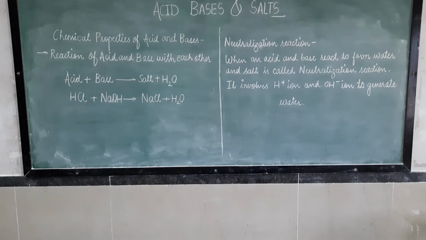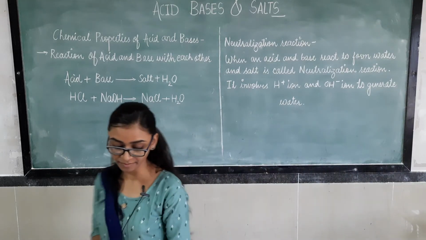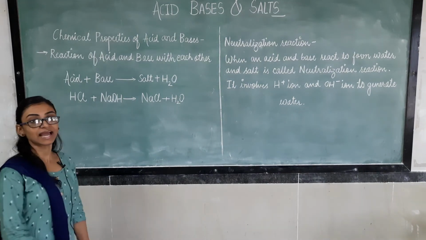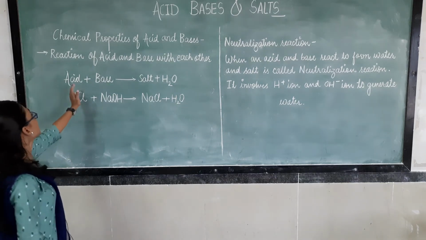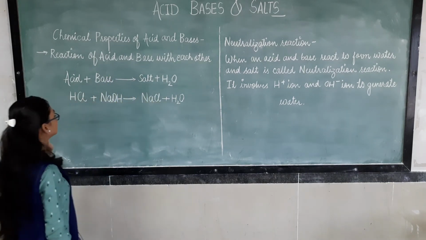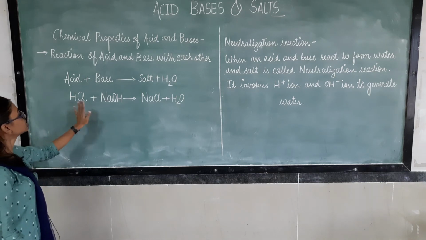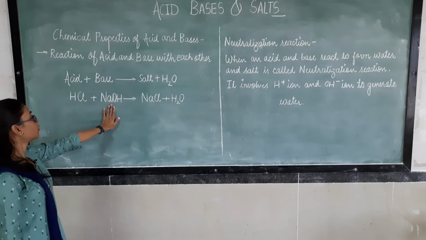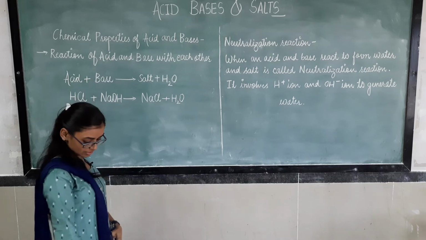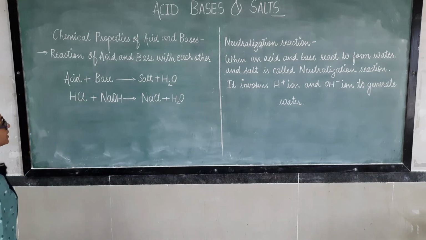Now here we are going to learn about the third property, that is reaction of acid and base with each other. What happens when acid and base react with each other? When acid and base react with each other, they form salt and water, releasing water. See here an example, HCl, hydrochloric acid, when it reacts with NaOH, sodium hydroxide, it forms NaCl, that is sodium chloride, and H2O is released, right?